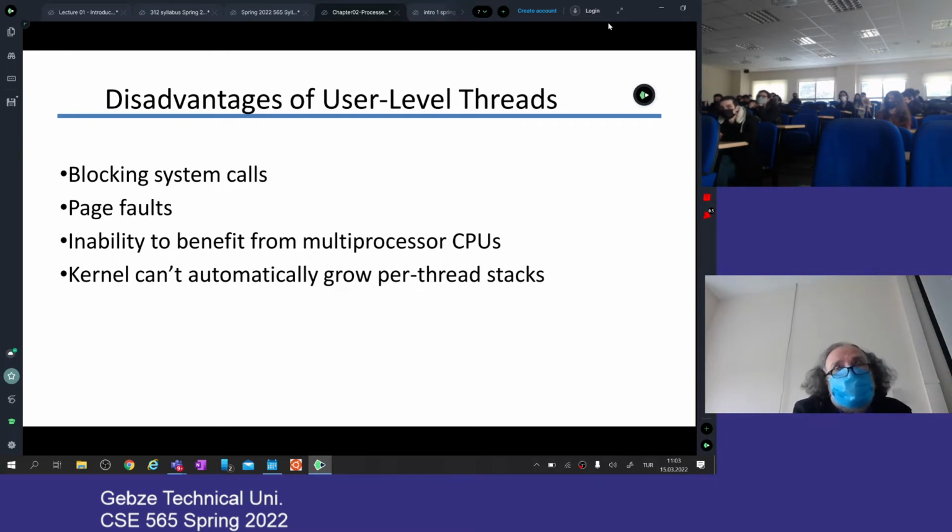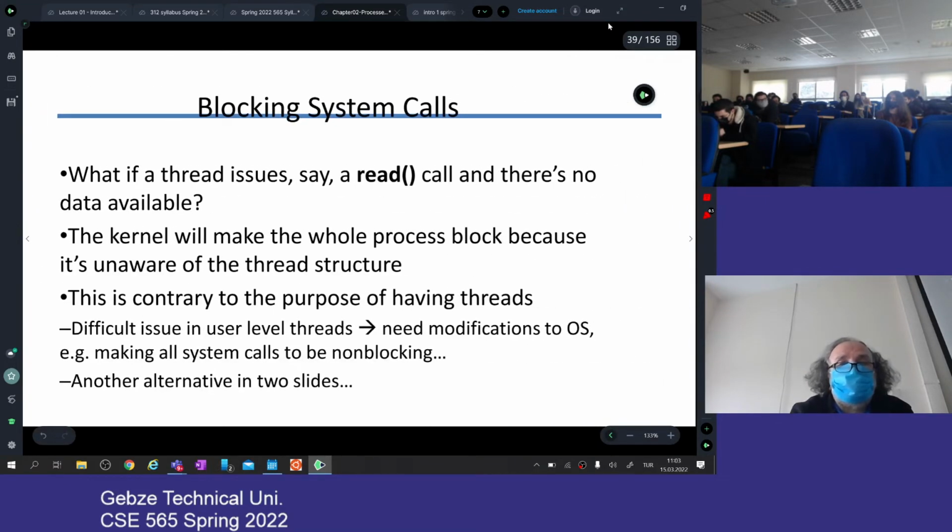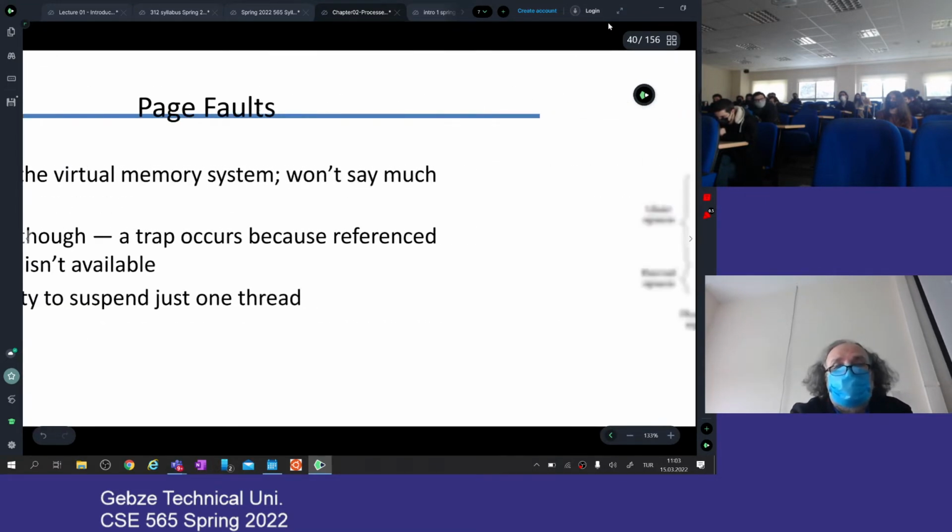It has to be loaded from the disk. So who's going to load it? The operating system, and the operating system blocks the whole process, including the other threads. So that's not going to be good. So blocking system calls, page faults, these are almost the same thing maybe. And multiprocessor CPUs, I cannot use them with user level threads. And other kinds of stuff are the problem. So we talked about this, we talked about that.